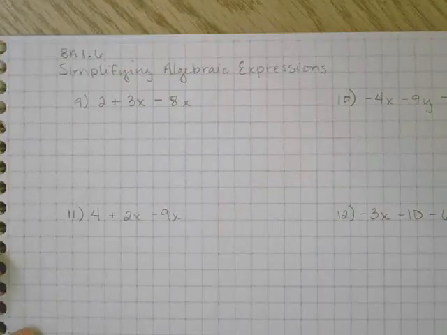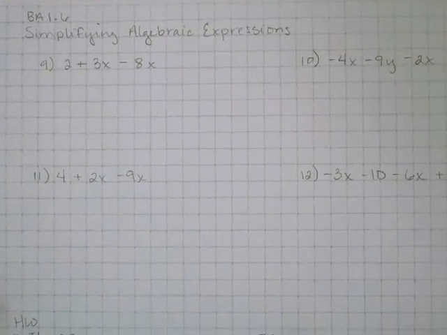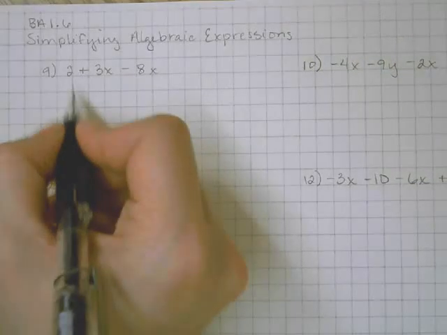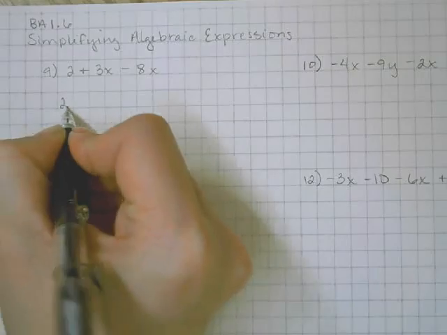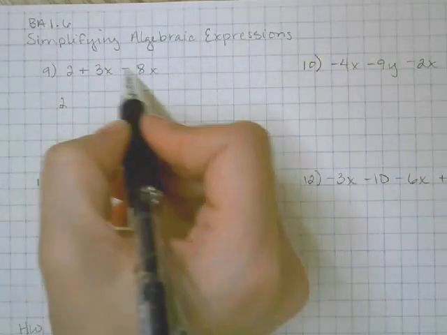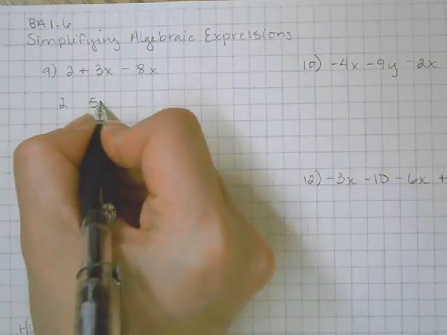Now simplifying algebraic expressions using those skills, it's the same deal. We just need to pay attention to where our like terms are. So on number 9, 2, 3x, and negative 8x. 2 doesn't combine with anything, so we're going to drop it down to the next step. 3x minus 8x. 8 minus 3 is 5, so this is going to be 5x.